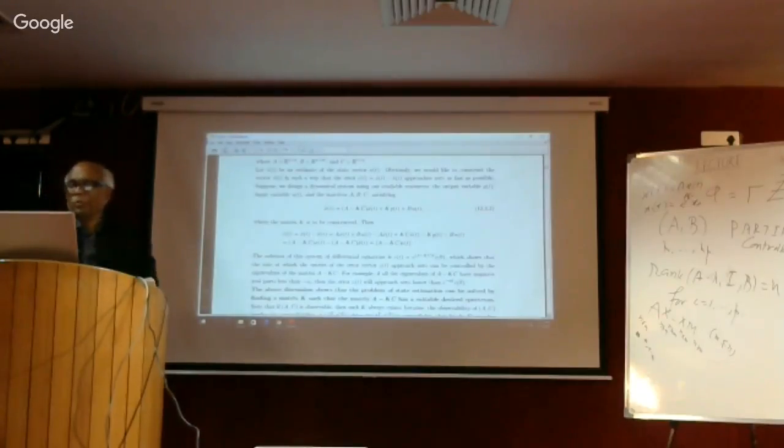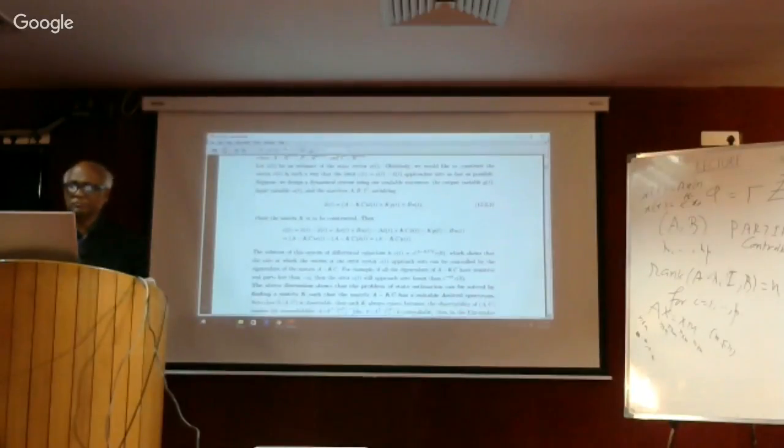So here the algorithm will be: given an observable pair A, C, find a matrix K such that A minus KC has a desired spectrum, and then you form this differential equation, solve this differential equation, x hat of t, and then x hat of t will be a good estimate of the state vector itself. Is it clear? So let's look into this algorithm.